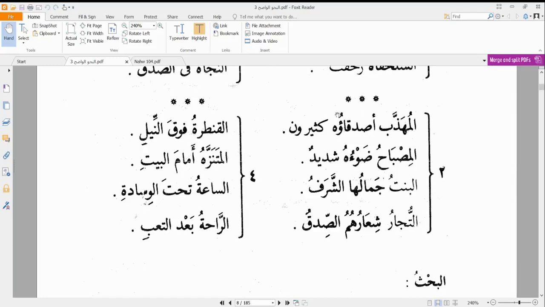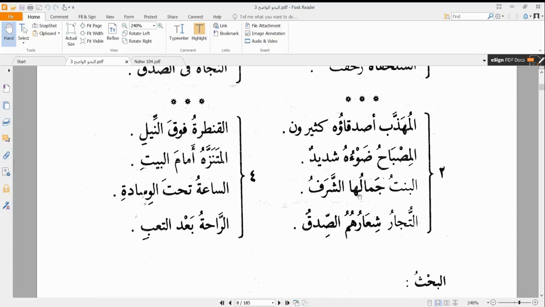It is the jumla ismiyya, and we know jumla ismiyya is composed of another mubtada and another khabar, and the second mubtada is asdiqa, and its own khabar is the khabar mufrad, which is kathirun. So another jumla ismiyya working as khabar, we have it here, al-misbahu daw'uhu shadidun. The lamp, its light is strong. So we can see that daw'uhu shadidun is a jumla ismiyya, and is our khabar in this case.